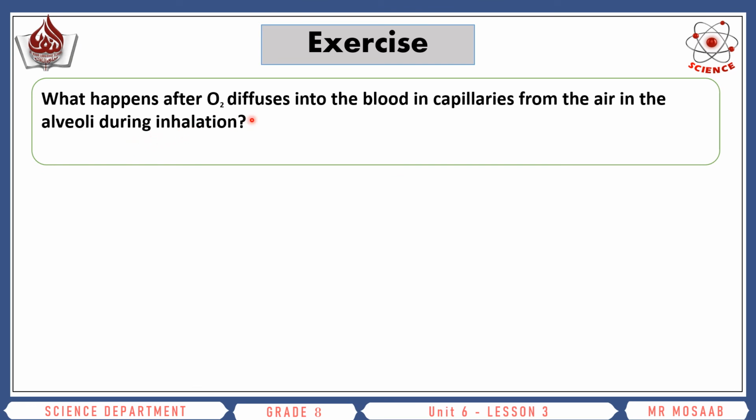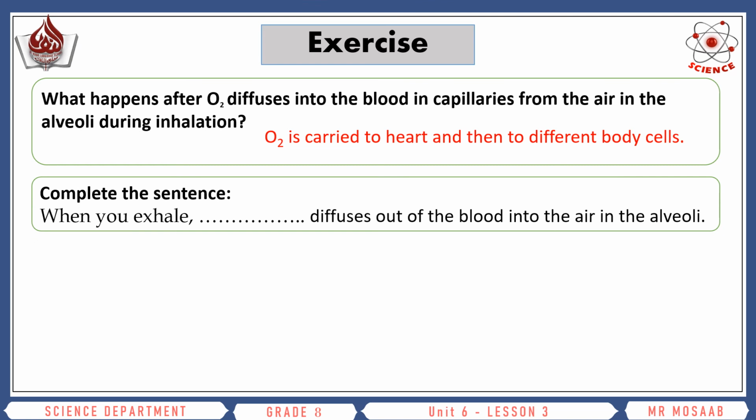So what happens after oxygen diffuses into the blood? What happens? Exactly. The blood becomes oxygenated blood, which means oxygen-rich blood, and moves to the heart and then to the different body cells or body tissues. Okay? Complete: when you exhale, what type of gas diffuses out of the blood into the air? Exactly, carbon dioxide.